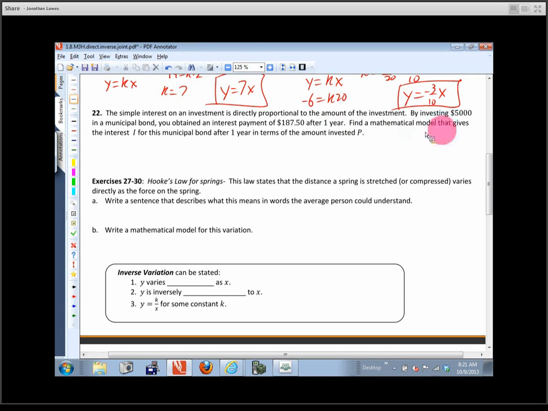Find a mathematical model that gives the interest, I, so they're telling you what variables they want you to use, for this municipal bond after 1 year in terms of the amount invested, P. So this I stands for interest. Does anybody know why they chose P to be the amount of money we put in the bond?